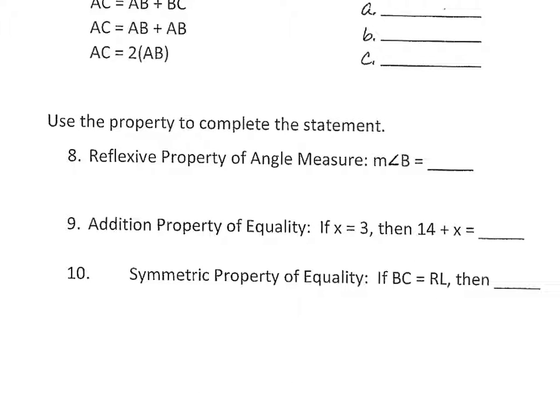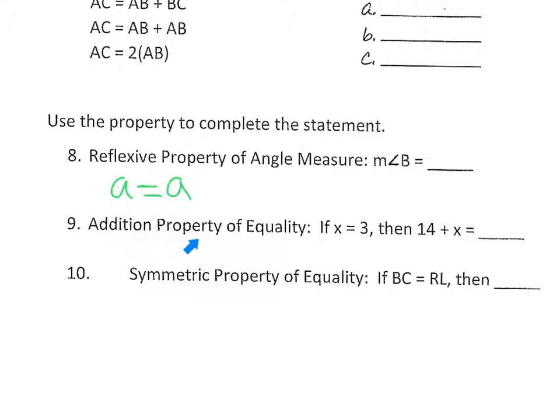Questions 8, 9, and 10, last 3. Use the property to complete the statement. Number 8 is the reflexive property, which would be an example like A equaling A. You look in the mirror, you see the same thing. So if angle B is going to equal what? If we're talking about the reflexive property, use this as a guide.